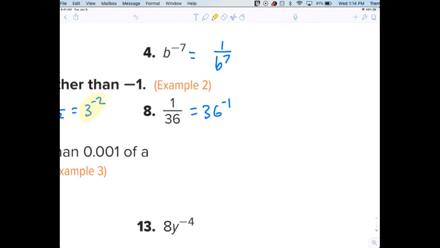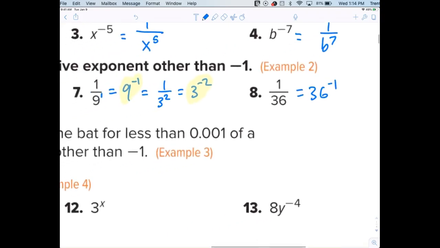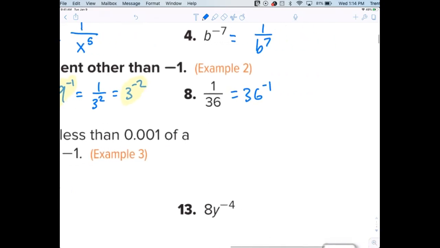Tell me what else 36 to the negative 1 could be. It's just like question number 7. 6 to the negative second. Yes, thank you. 6 to the negative second, right? Now, if you wrote 36 to the negative 1 on a test, would you get the correct answer? Yes. All right, but some of us know that 6 squared is 36, so then that could also be written as 6 to the negative 2.